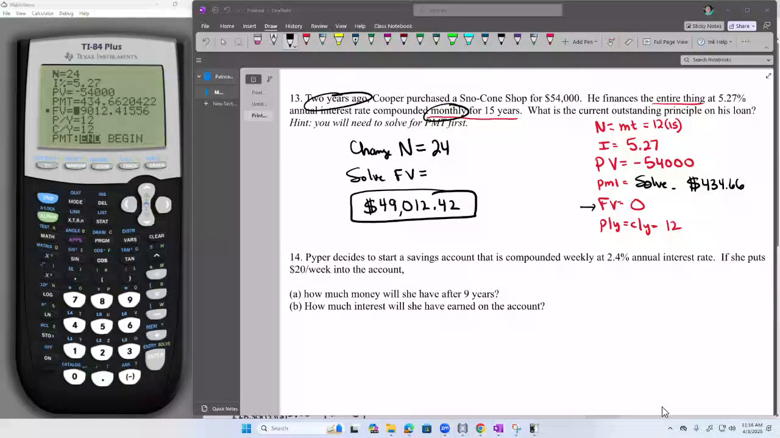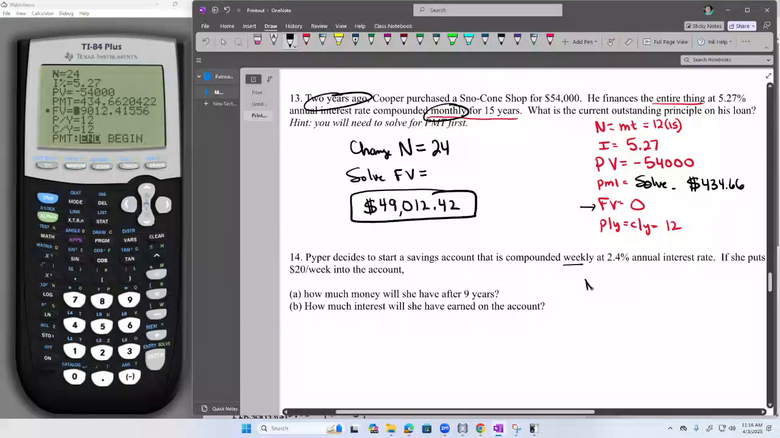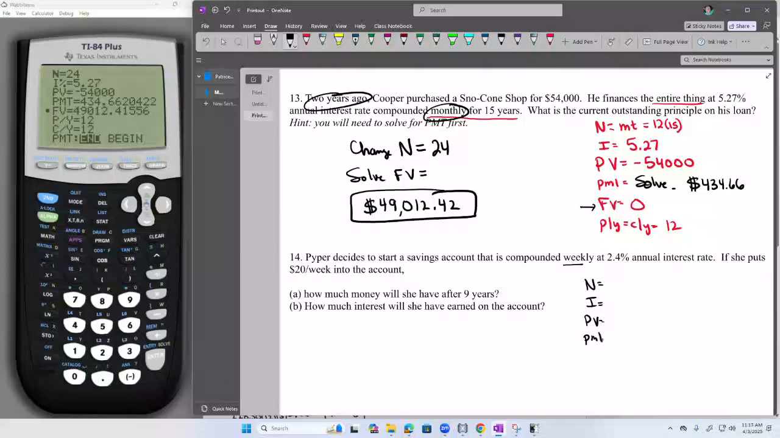Number 14, Piper decides to start a savings account that is compounded weekly. So I'm going to go ahead and write my stuff down right here. It's compounded weekly, so that means PY and CY are 52, and N, which is M times T, is going to be 52 times something. At 2.4%. If she puts $20 a week into the account.